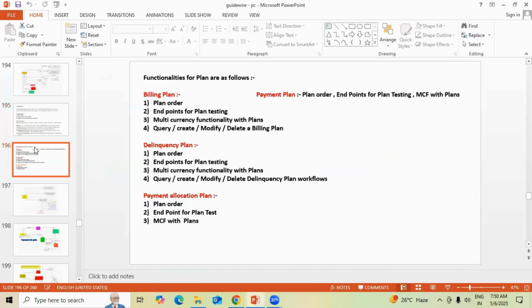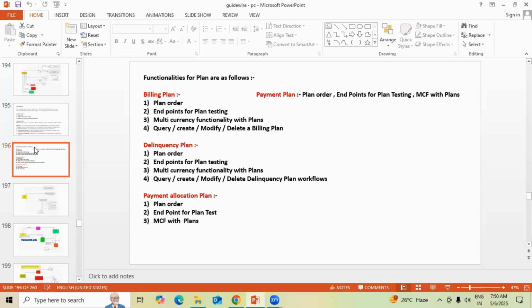These are the functionalities that are involved here. One is about the payment plan, as I told you in the beginning, but I have not given any explanation. Here I'm giving. One is about the payment plan. Under payment plan, we have some plan orders, right?